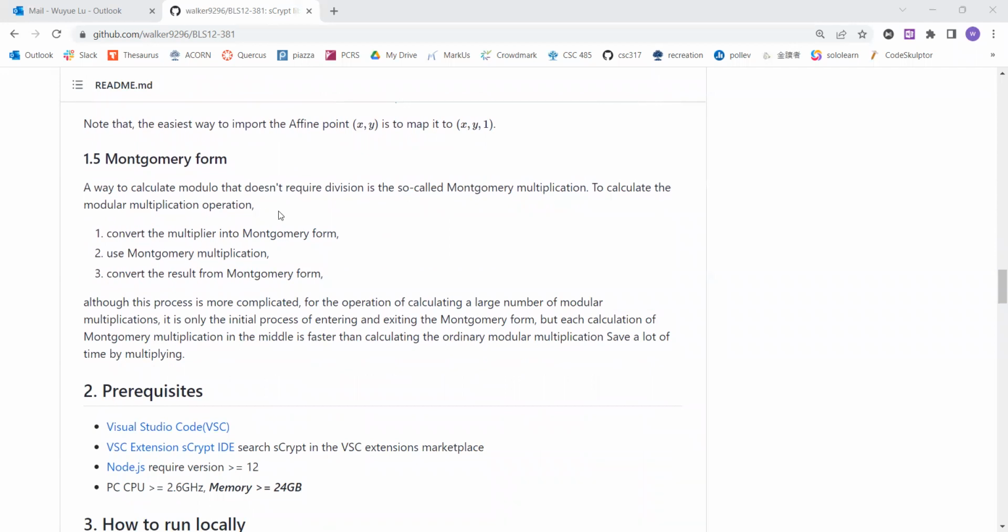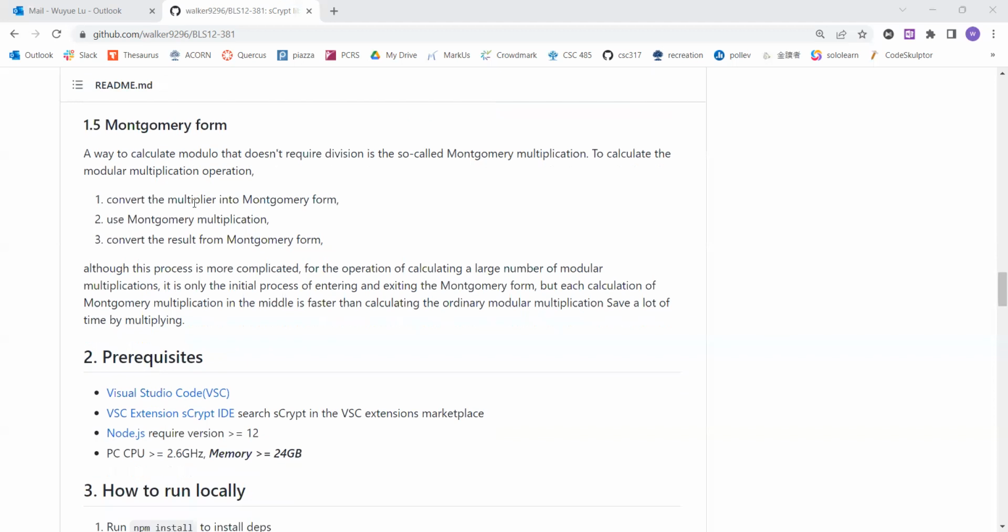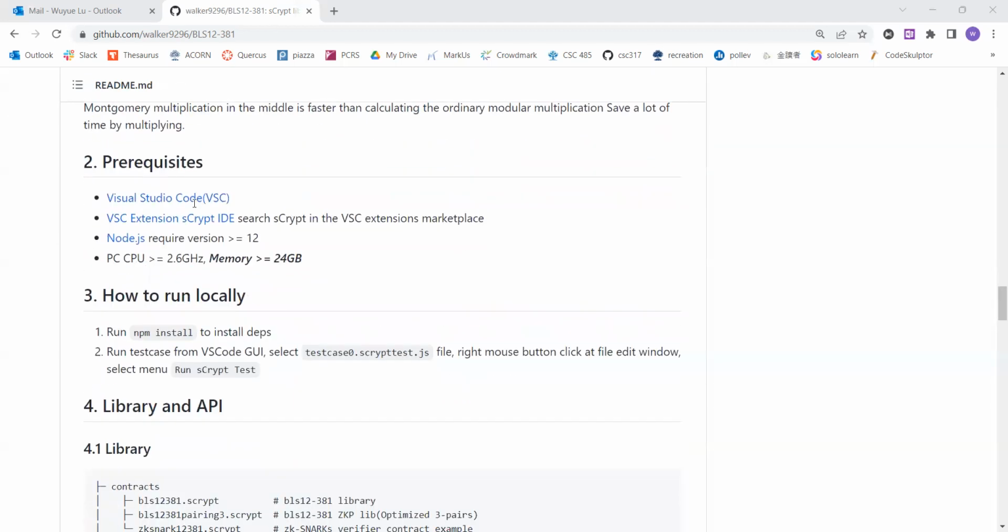Since the calculation contains modular operations, which are very expensive, a way to calculate modular that doesn't require division is using the Montgomery multiplication. So to calculate the modular multiplication operation, we first convert the multiplier into Montgomery form and then use Montgomery multiplication. Finally, we convert from Montgomery form back to the form that we want. This is mainly how it works.